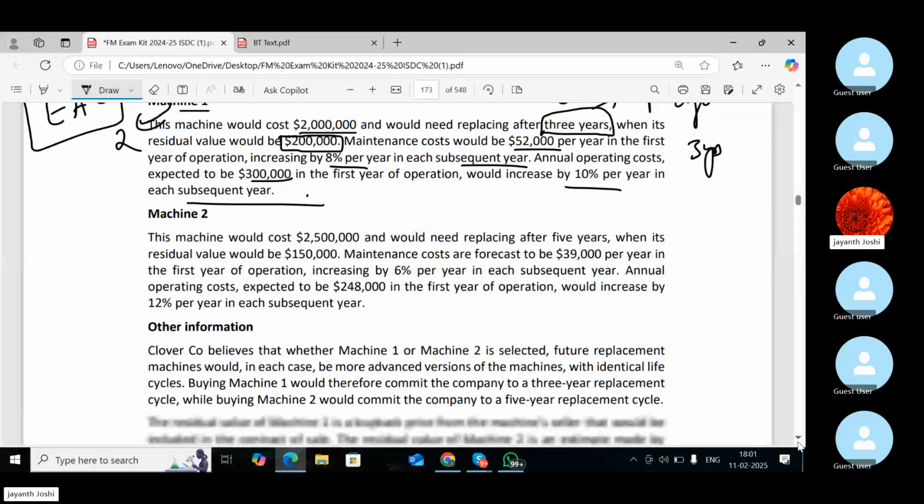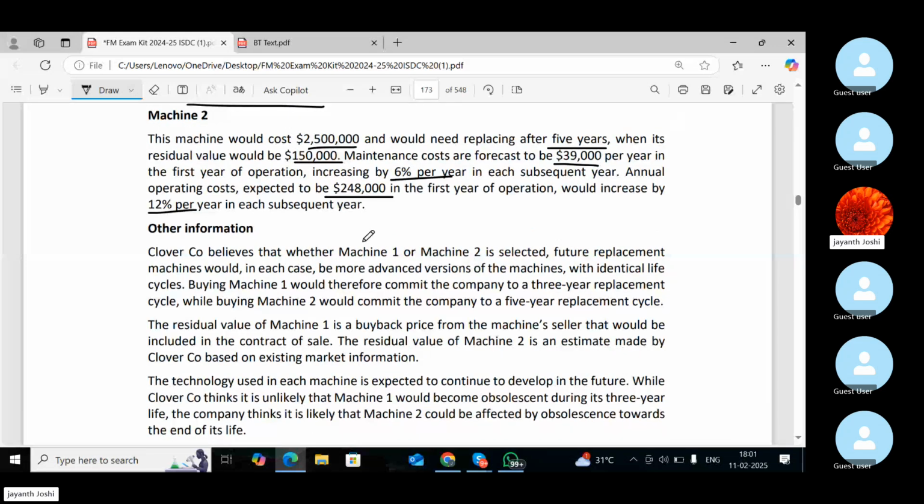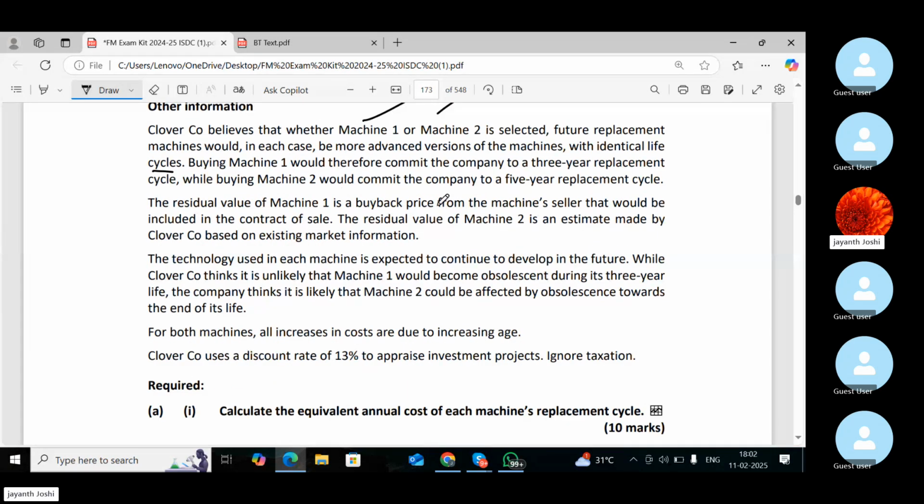Clover believes that whether machine 1 or machine 2 is selected, future replacement machines would in each case be more advanced versions of the machines with identical life cycles. Buying machine 1 would therefore commit the company to a 3-year replacement cycle. The scrap value of machine 1 is the buyback price from the machine's seller. That would be included in the contract of sale. That means the scrap value is the price at which the seller is going to purchase the machine back.